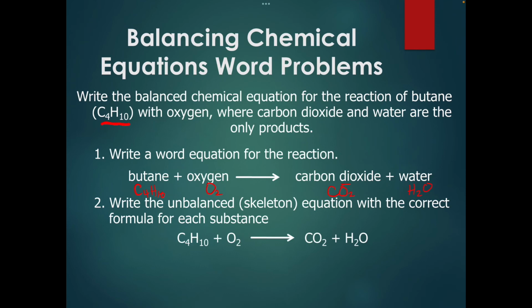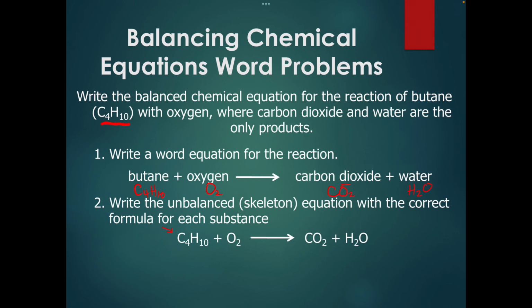C4H10 plus O2 gives us CO2 and H2O. So this is a combustion reaction. Do you see that we have something with carbon and hydrogen, reacts with oxygen to give carbon dioxide and water? It's always going to follow that exact same pattern. The only thing that's going to change is this.